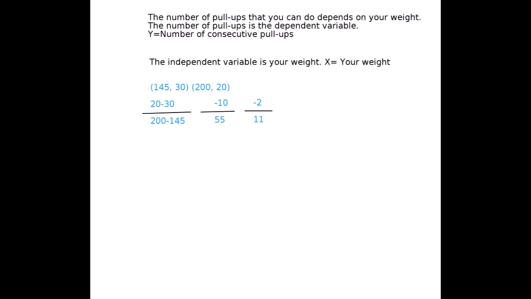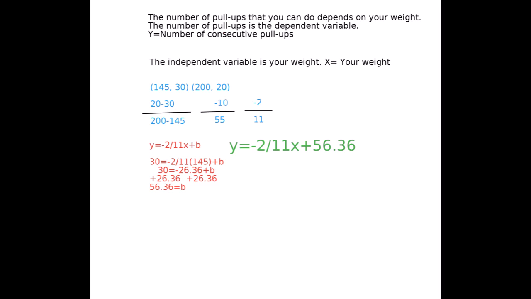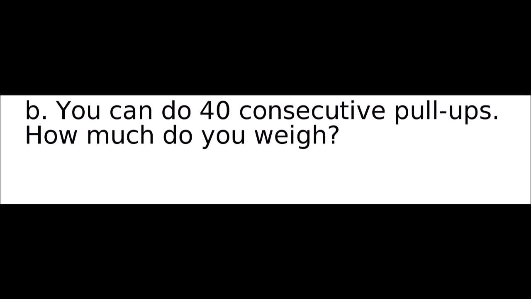So if we plug in for slope, we get 20 minus 30 over 200 minus 145. We get negative 10 over 45, which simplified is negative 2 over 11. So if we plug the slope into slope-intercept form, we end up with y equals negative 2 over 11 x plus b. Plug in y and x to find b: 30 equals negative 2 over 11 times 145 plus b. So b equals 56.36.